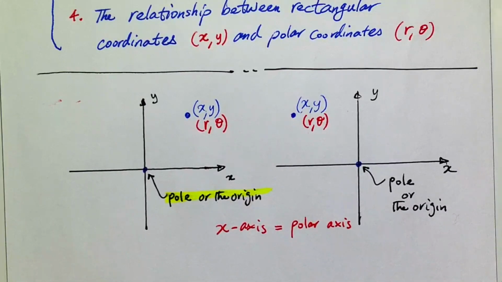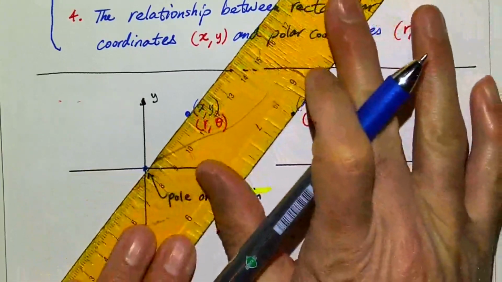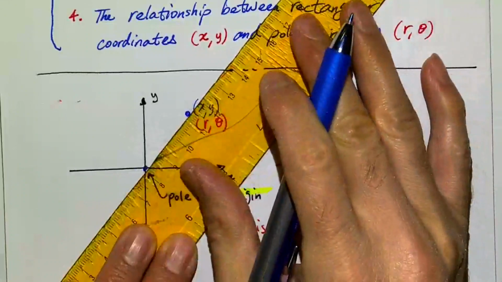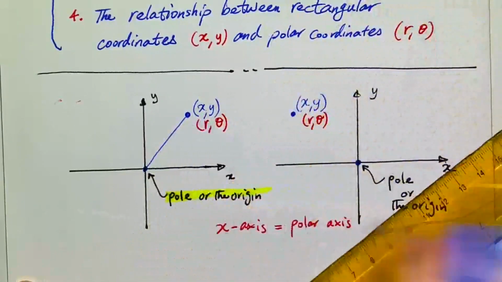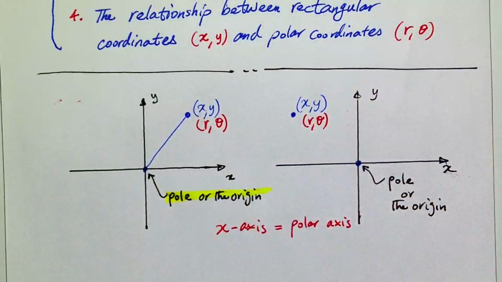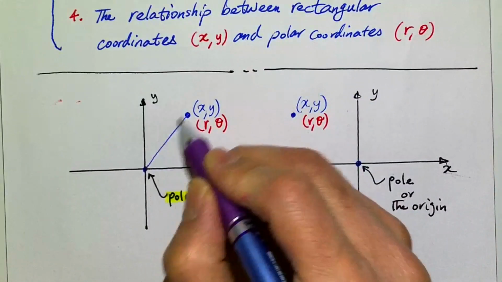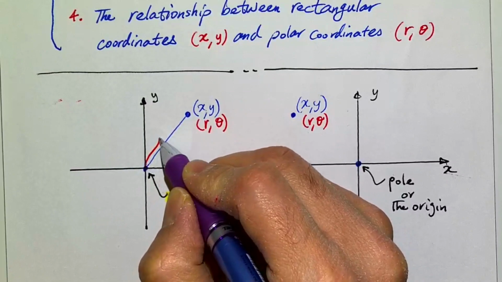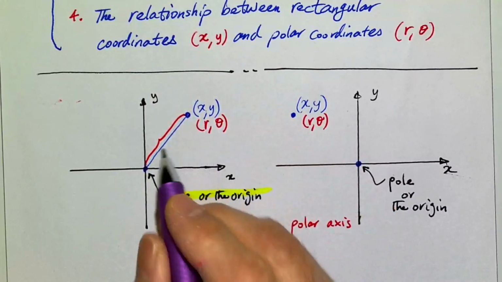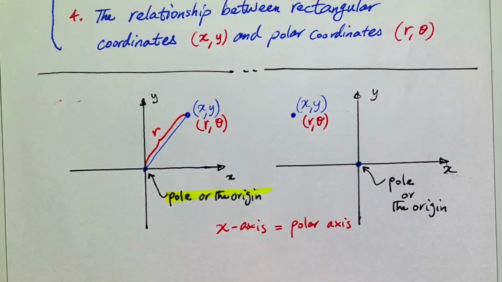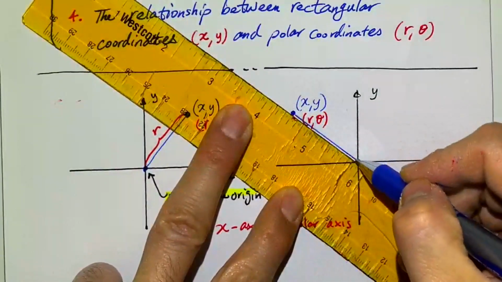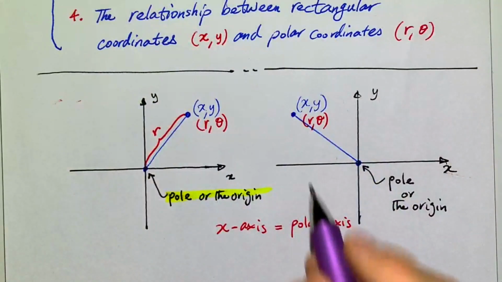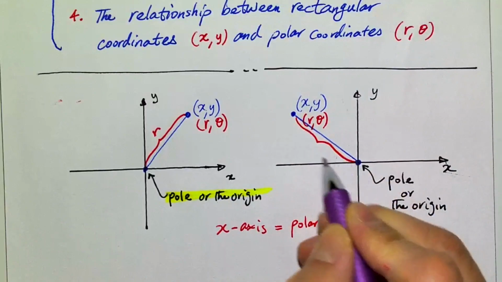Having said that, if we connect a line from the pole to the point in the x and y coordinate system, then this length here, this distance from the pole to that point, is called r. That's what you see there, r. And let's do the same thing here as well. And we have r here.